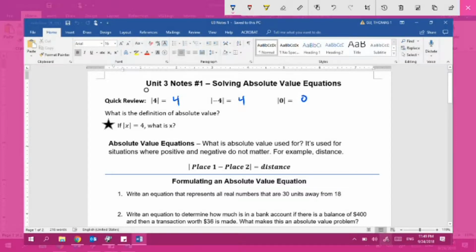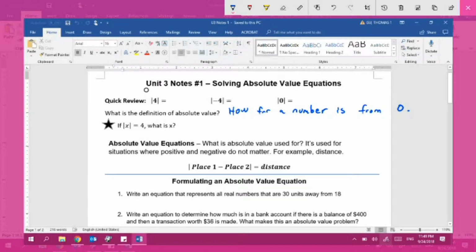But what is the definition of absolute value? We know how to find it, but do we know how to define it? The definition of absolute value is how far a number is from 0. With this definition, there's no positive or negative, it's just how far a number is from 0. It's always a positive number when you're talking about how far away something is.